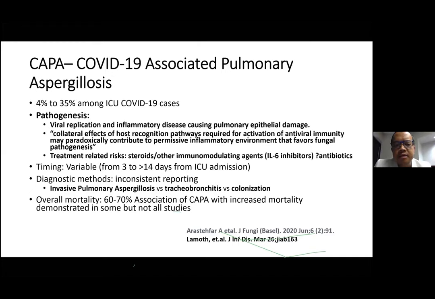And I just quoted it here: collateral effects of host recognition pathways required for activation of antiviral immunity may paradoxically contribute to a permissive inflammatory environment that favors fungal pathogenesis. That's the explanation that most experts offer, which may also be applicable to mucormycosis. Then there are treatment-related risks like steroids and other immunomodulating agents like the IL-6 inhibitors, like tocilizumab.